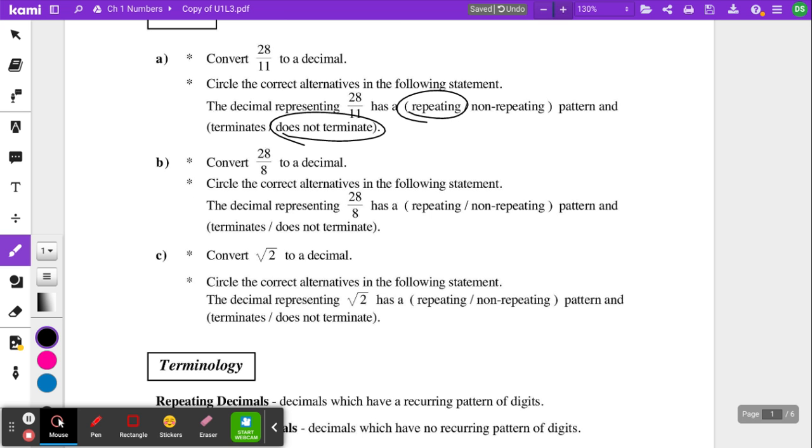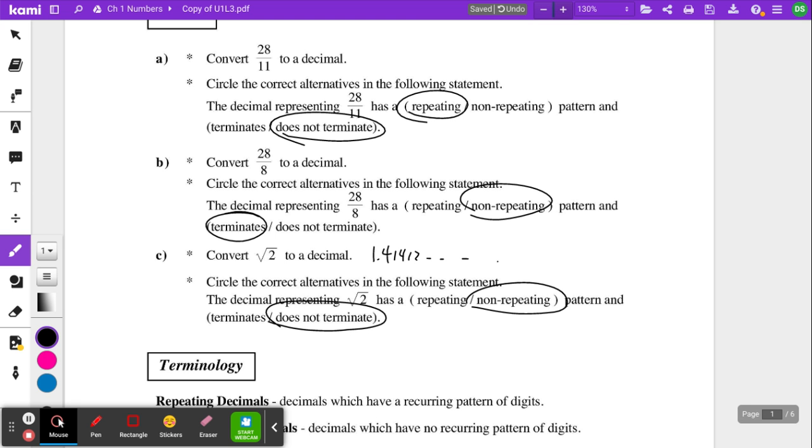How about 28 over 8? 3.5, done deal, right? So it doesn't repeat, it's non-repeating, but it does end. How about the square root of 2? Anybody want to figure out what that is? Is it 1.414, something or other? Yeah. So you'll actually get to know these, you'll kind of memorize them. Does it repeat? Is it 141414? No, so it's non-repeating. Does it ever end? No.